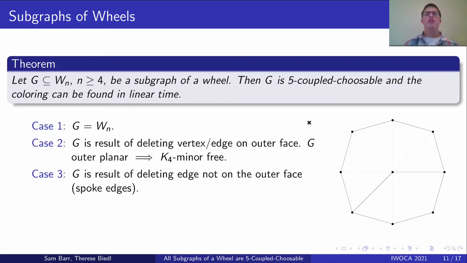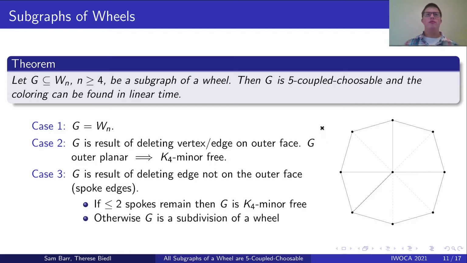Otherwise, G is a result of deleting edges which are not on the outer face, such as these edges, which we call spoke edges. If at most 2 spokes remain, then G is K4 minor free and therefore 5-coupled choosable. Otherwise, if more than 2 spokes remain, then G is a subdivision of a wheel graph.